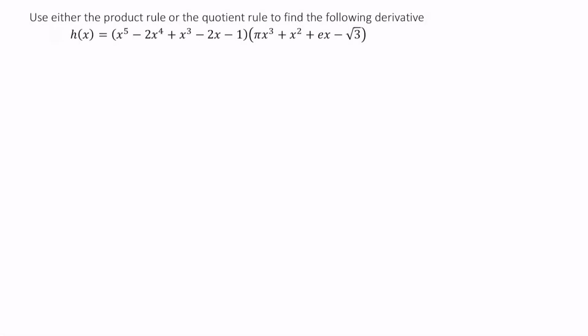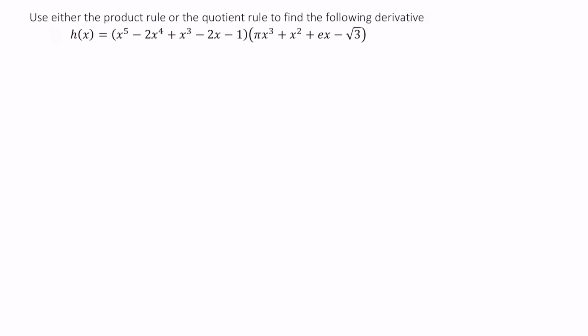Welcome. In this video, I'm going to show you how to evaluate the derivative of this function h. And in the directions, we're told to use either the product rule or the quotient rule. And you might be wondering, well, can't I just multiply this out and then just use my normal power rule?